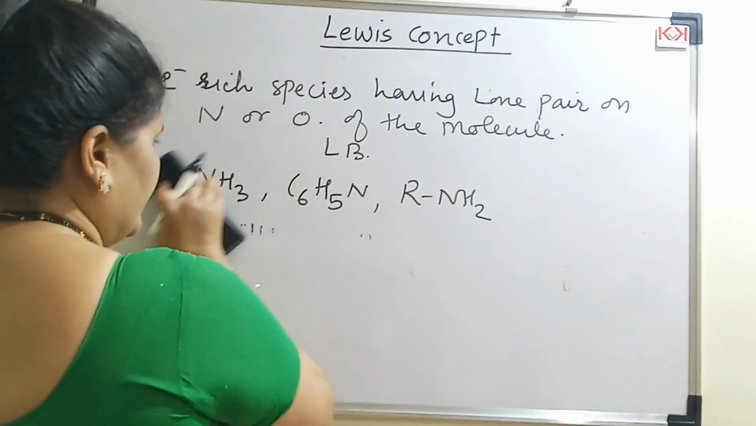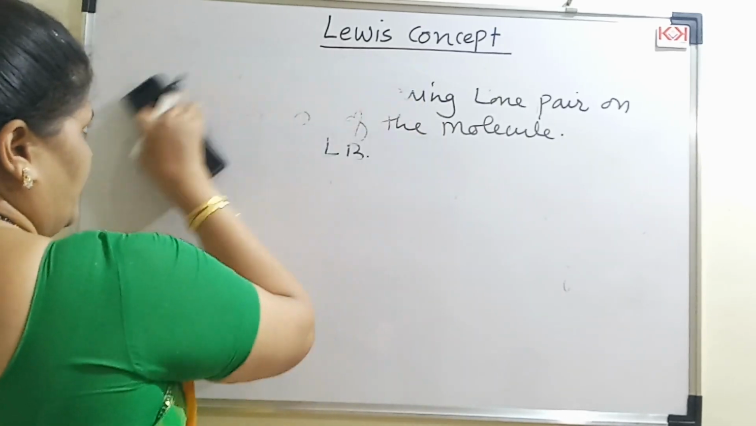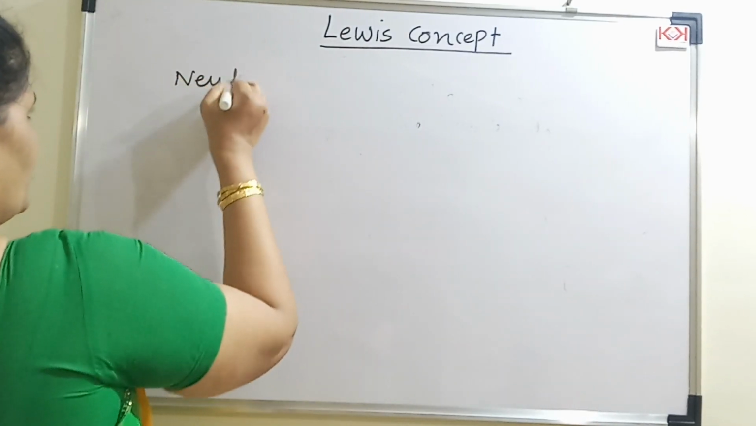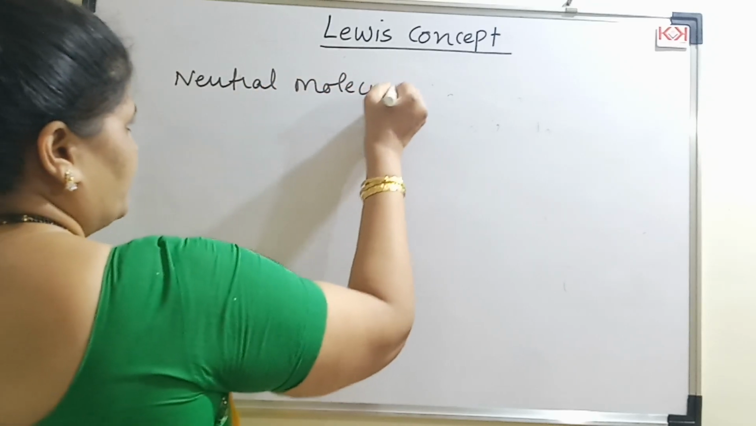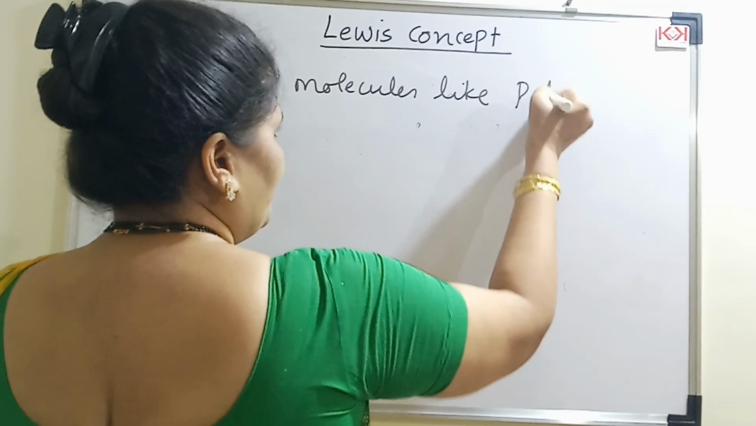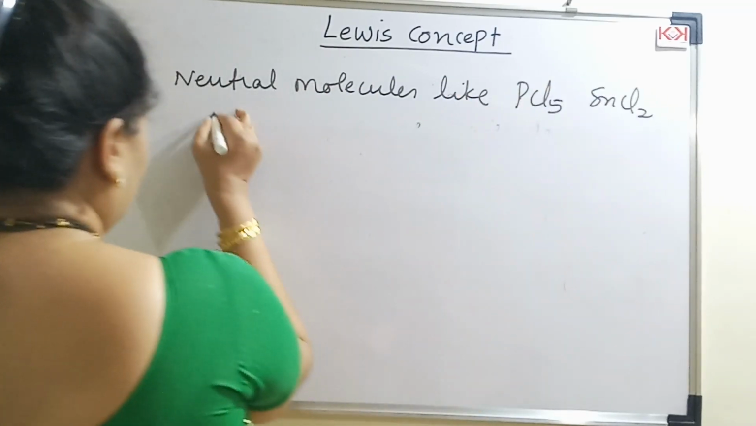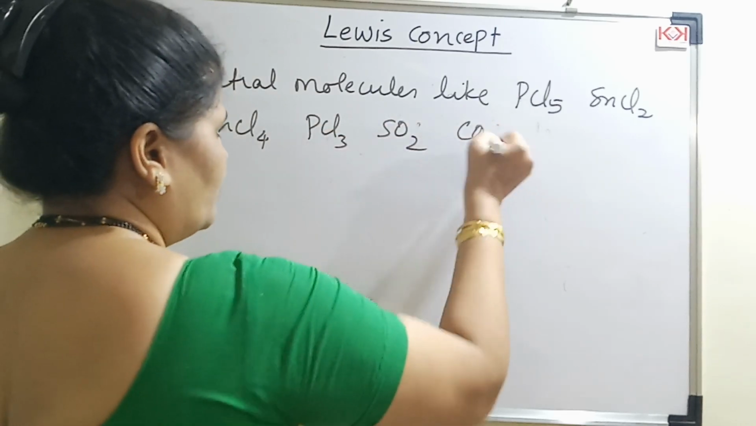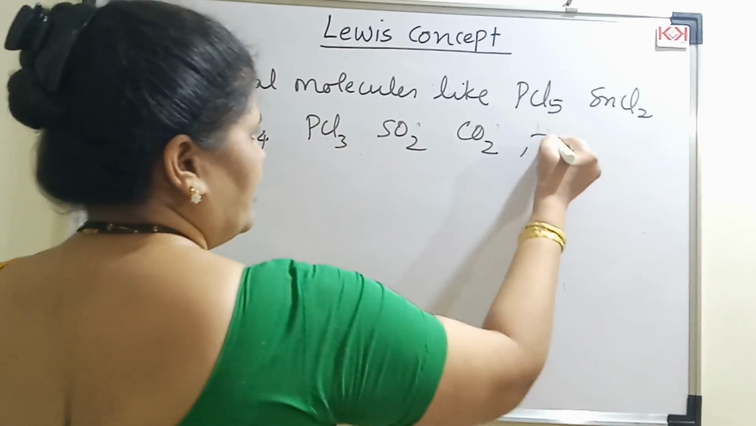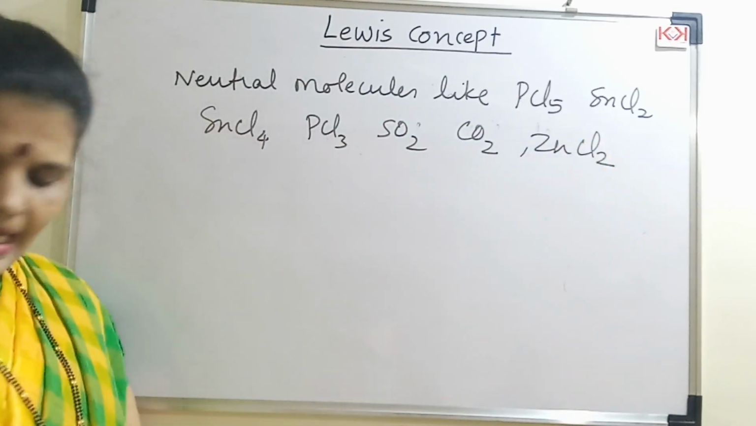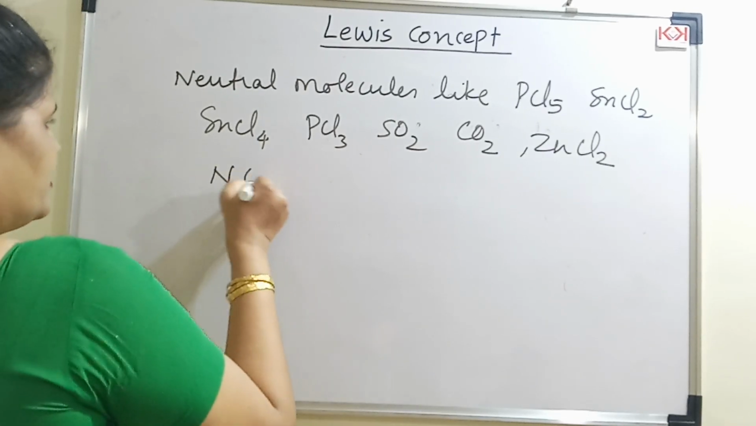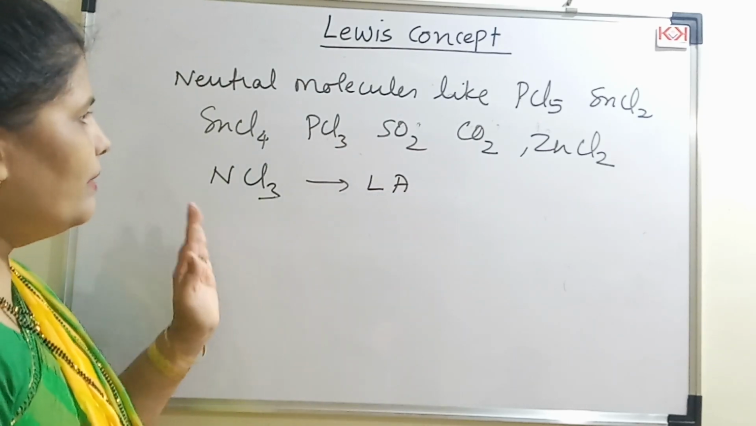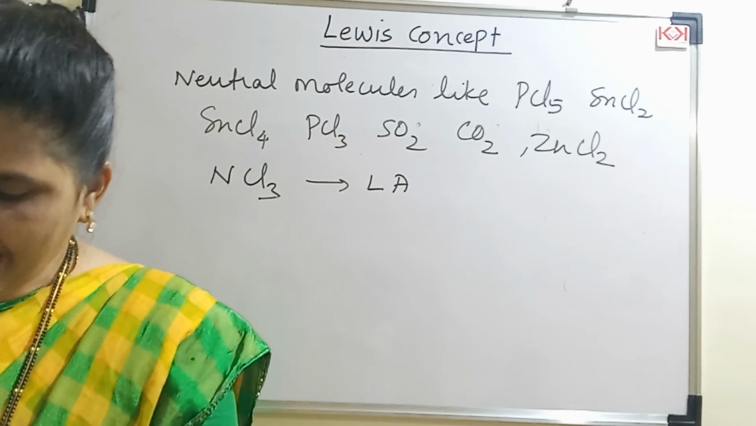The fourth rule is some of the neutral species like PCl5, neutral molecules or species like PCl5, SnCl2, SnCl4, PCl3, SO2, CO2, many more, students, ZnCl2, or even NCl3. They all will act as Lewis acid. Very difficult to learn the full list of acids and bases. So let us have a shortcut there.